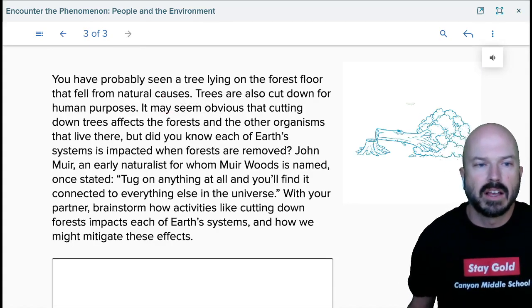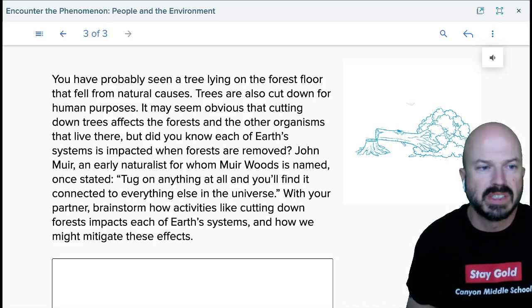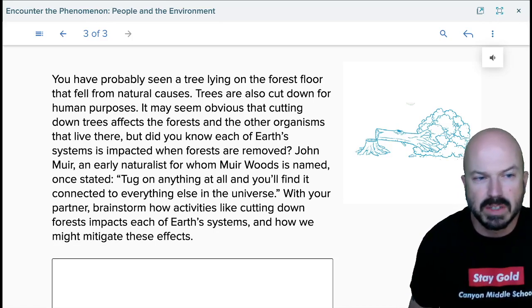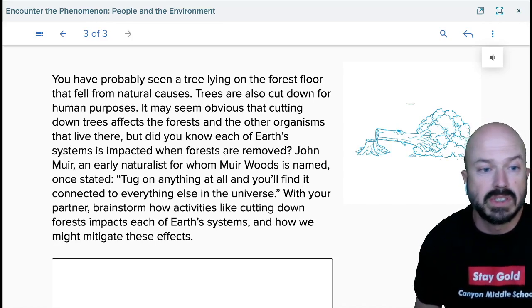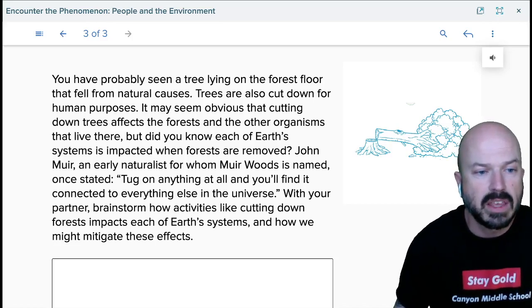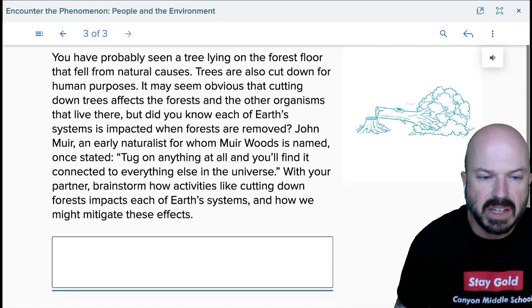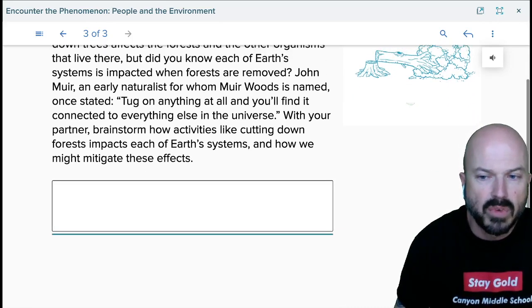You've probably seen a tree lying on the forest floor that fell from natural causes. Trees are also cut down for human purposes. It may seem obvious that cutting down trees affects the forest and other organisms that live there, but did you know that each of Earth's systems is impacted when forests are removed? John Muir, an early naturalist for whom Muir Woods is named, once stated, "Tug on anything at all, and you'll find it connected to everything else in the universe." On your own, brainstorm how activities like cutting down forests impact each of Earth's systems and how we could mitigate these effects. And then we'll move on.